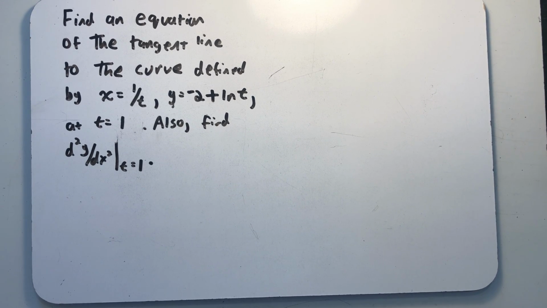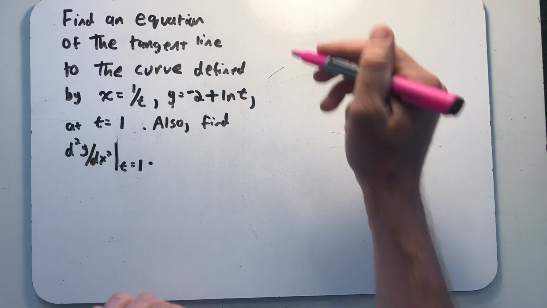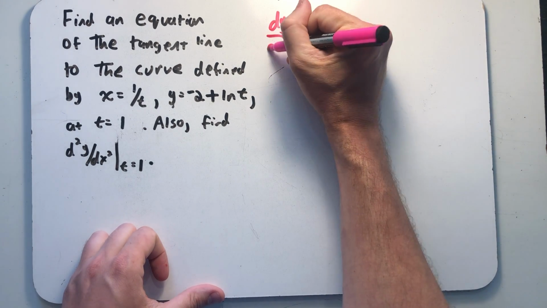We've been asked to find the equation of the tangent line to the curve defined by the parametric equations x equals 1 over t and y equals minus 2 plus the natural log of t at t equals 1. We're then supposed to find the value of the second derivative of y with respect to x at that same point.